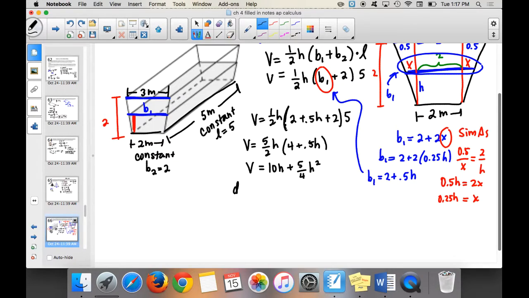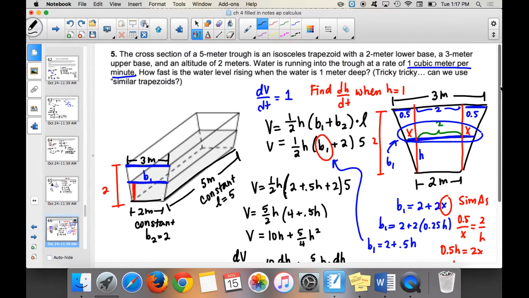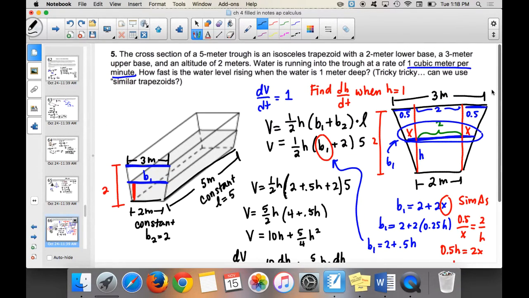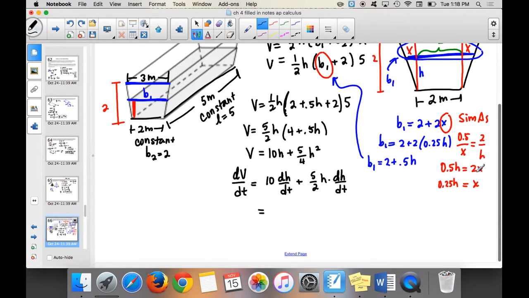So now we take the derivative. dV over dt is equal to 10 dh over dt plus 5 over 2 when I take the derivative of h, dh over dt. And we plug in, we knew what? dh over dt was 1, I believe. Is that right? No, that's what we're trying to find. h is 1. I did 5 over 4 times 2. So I'm going to plug in h equals 1 and dV over dt is 1. So I get 1 equals 10 dh over dt plus 5 over 2 times 1 times dh over dt.